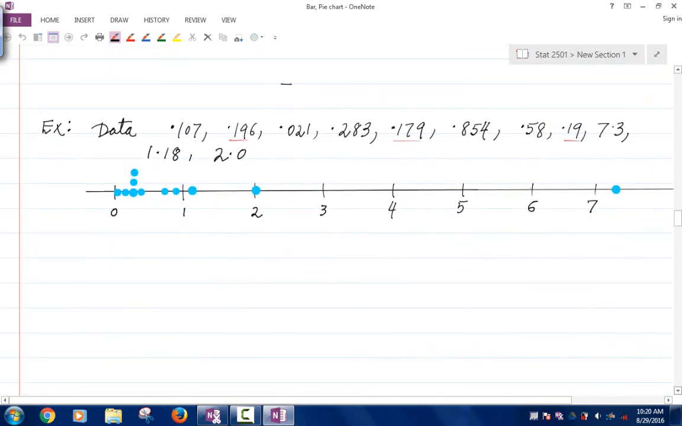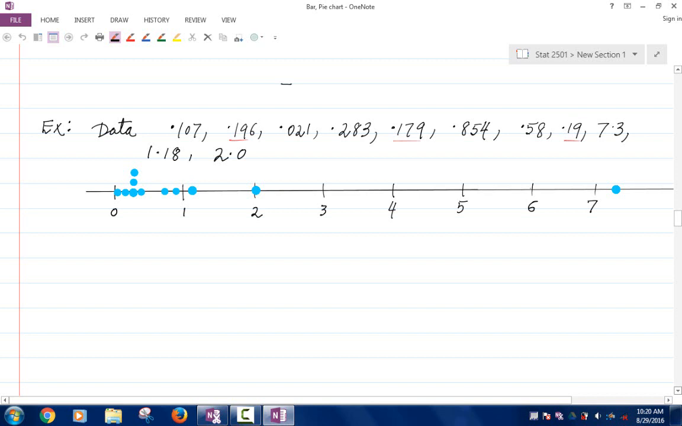Another dot diagram. So here I have the values 0.107, 0.196, 0.021, and so on. How many do I have? 1, 2, 3, 4, 5, 6, 7, 8, 9, 10, 11. So I got 11 values there. And again, how do you represent them? Well, you make a number line and then make a dot for each value. So if you have a value that appears more than once, you make more than 1 dot for that value.